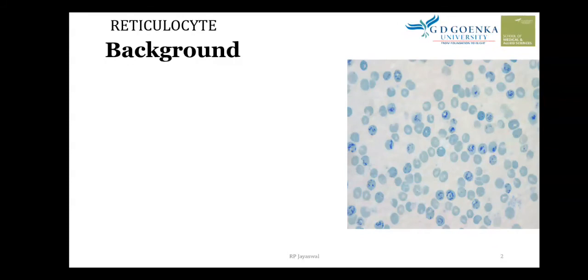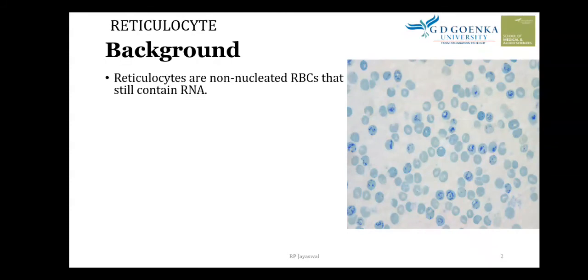What is reticulocyte? Reticulocytes are non-nucleated RBC that still contain RNA. It means that RBC having RNA, or we can say the immature RBC, is called reticulocytes. From the image, we can differentiate between the reticulocytes and the mature RBC.